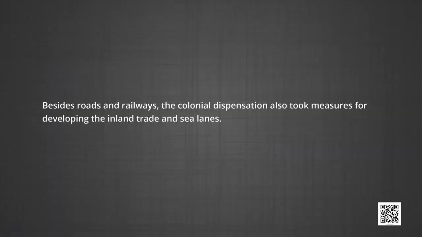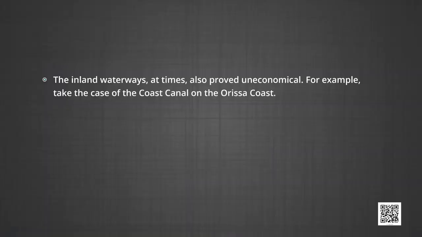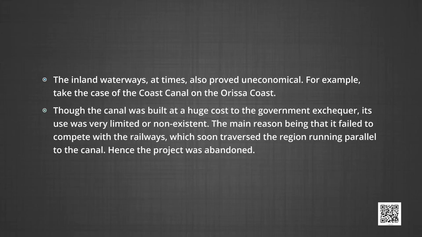Besides roads and railways, the colonial dispensation also took measures for developing the inland trade and sea lanes. However, these measures were far from satisfactory. The inland waterways at times also proved uneconomical. For example, take the case of the coast canal on the Odisha coast. Though the canal was built at a huge cost to the government exchequer, its use was very limited or non-existent. The main reason being that it failed to compete with the railways, which soon traversed the region running parallel to the canal. Hence, the project was abandoned.